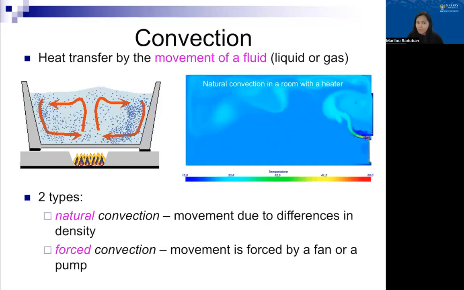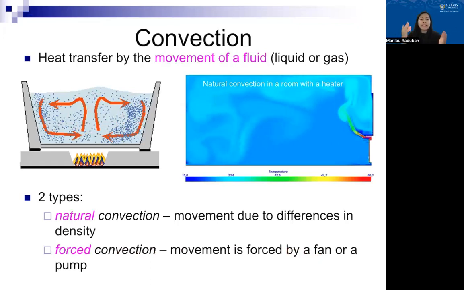You can either have natural convection, the natural movement of fluid particles as a result of the difference in their densities between cold and hot particles. Or you can also have forced convection. That's when you use a fan, for example, to drive the air particles around the room.